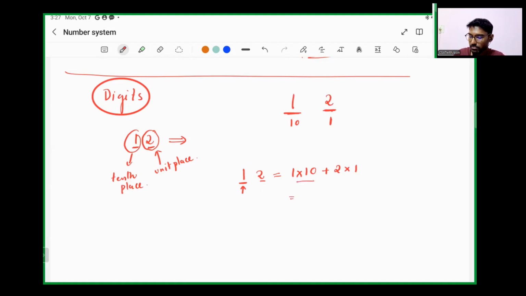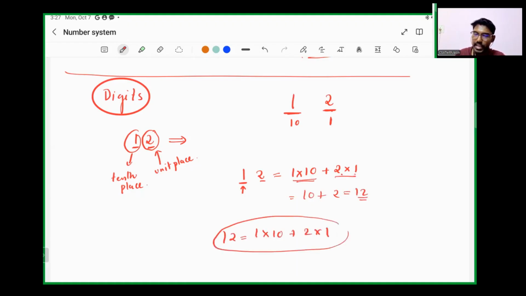So 1 into 10 plus 2 into 1, what is it? 1 into 10 is 10, plus 2 into 1 is 2, 12. So 12 you can write it as 1 into 10 plus 2 into 1. Remember this one. This can be used to tackle many questions. So this is the concept of place values.